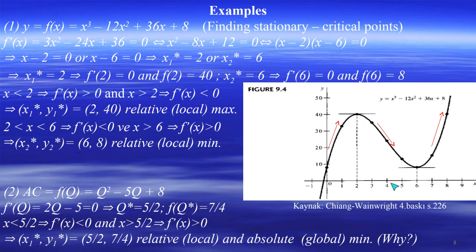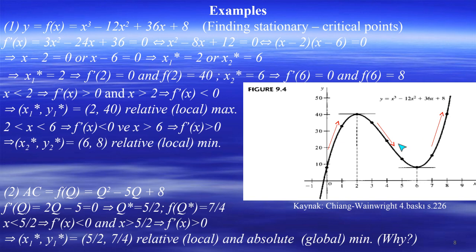Then, when we pass 2, between 2 and 6, the first derivative is negative. We are going downhill. So the first point, x1 star equals 2, which also has a coordinate of 4, we have 2 points, 2 and 6. When you put them in the primitive function, for 2 you obtain 8, and for 6 you obtain 8. So the first one is the maximum, the second one is the minimum.